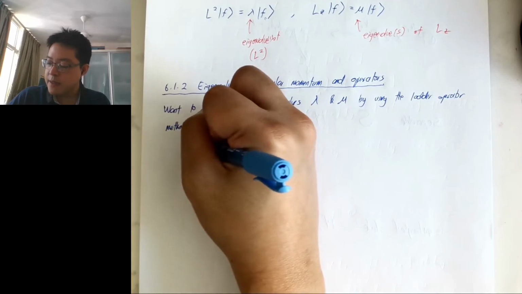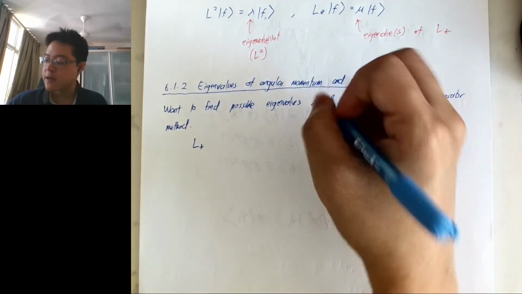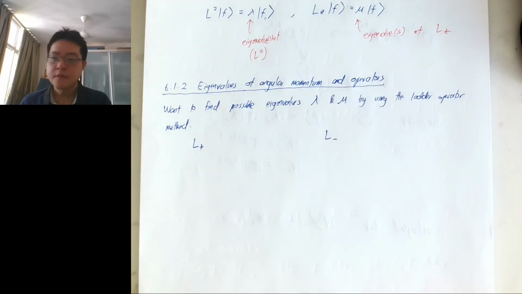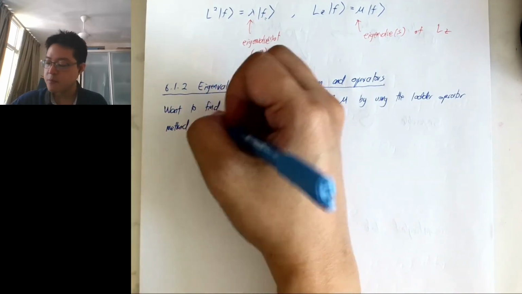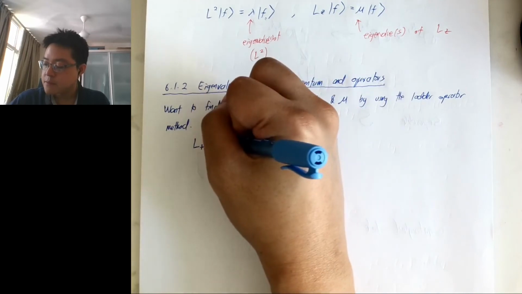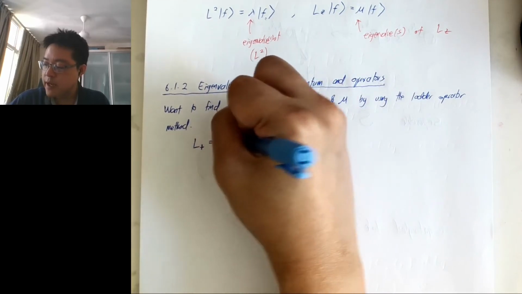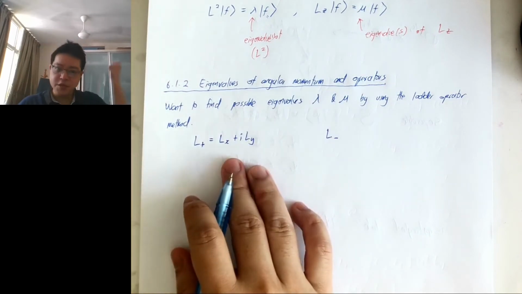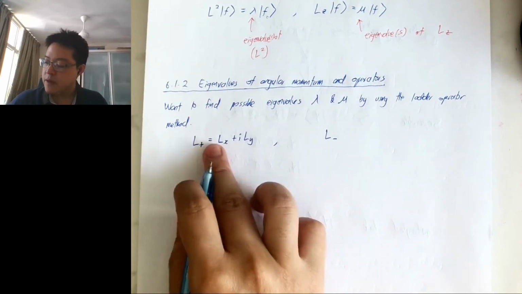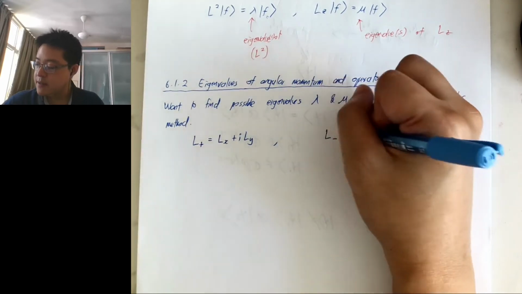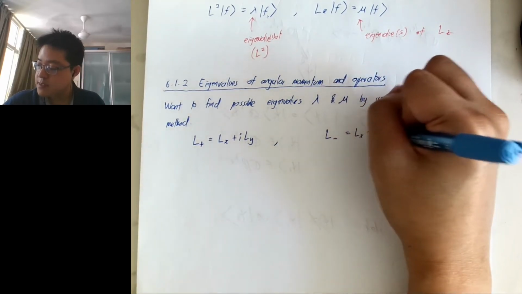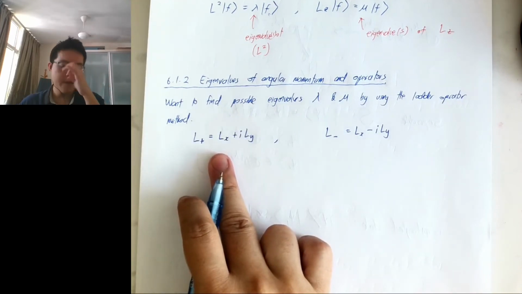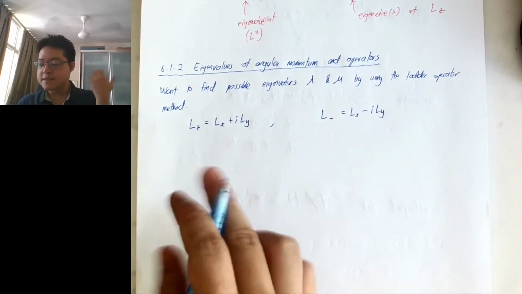The ladder operator method here is we define a creation operator and an annihilation operator, and we define them in this way. So L plus is Lx plus i Ly, right? They do not commute, but we will still use them to do something. And then L minus is just Lx minus i Ly. So this is the Hermitian conjugate of this. Okay, so these are new operators again.